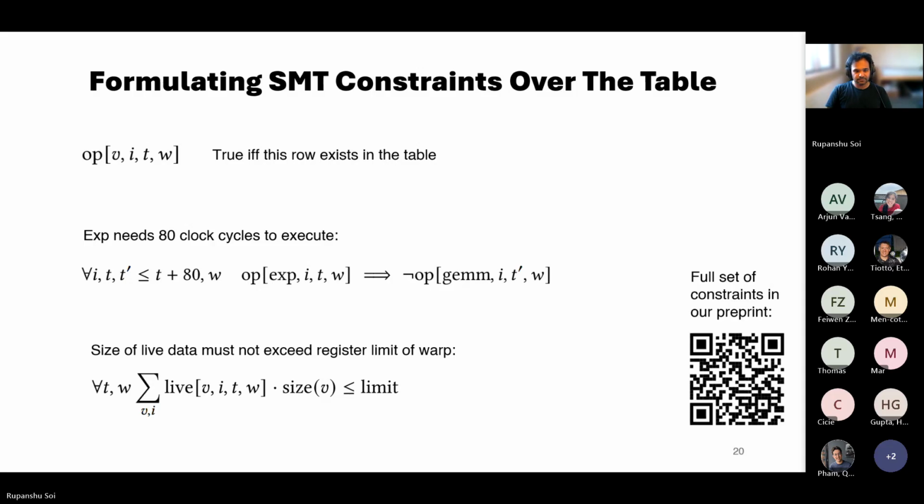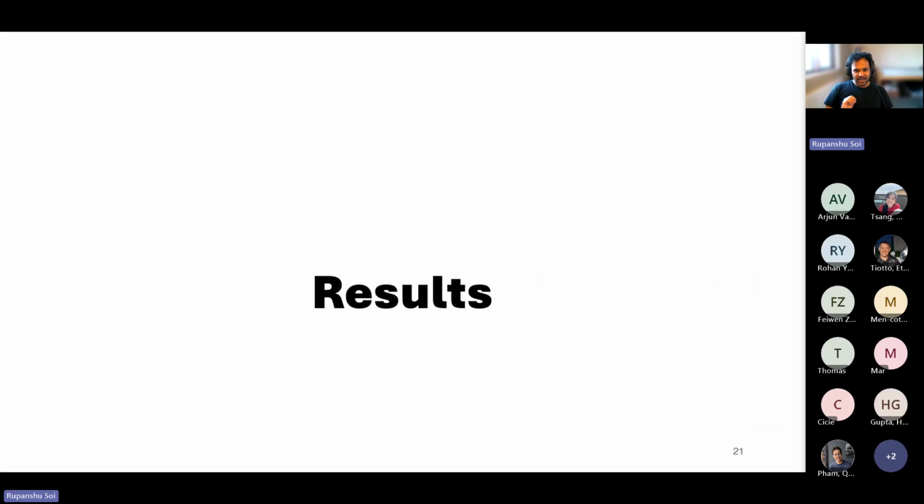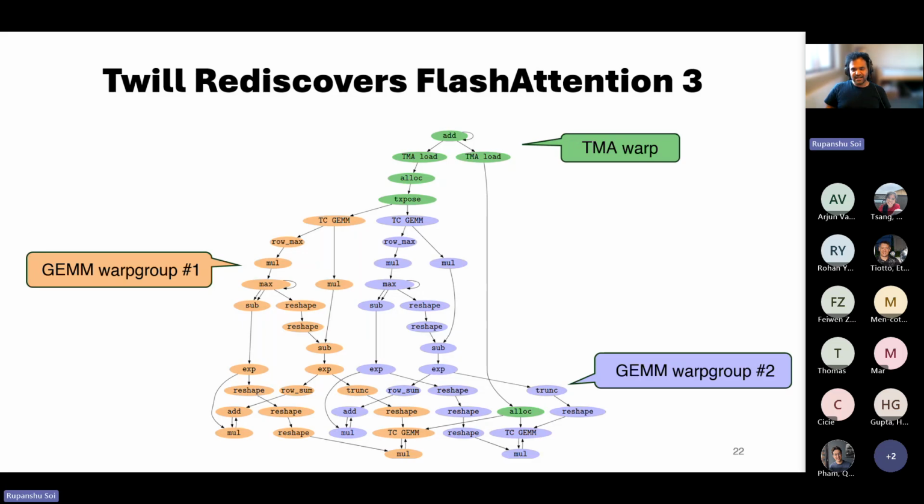Okay. If you want to see the full set of constraints, they're in a preprint. Okay, I want to show you some actual results. So we ran TWILL on a high-level implementation of FlashAttention. We took the Triton DSL implementation of FlashAttention, and from that code, TWILL is able to derive the FlashAttention 3 schedule.